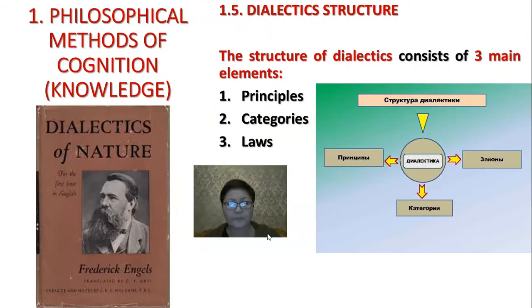The fifth topic of the first part of our lecture is named dialectic structure. The structure of dialectics consists of three main elements: principles, categories, and laws. So here you see dialectics. The structure of dialectics, so in the center is dialectics. So dialectics has three main elements: principles, categories, and laws.